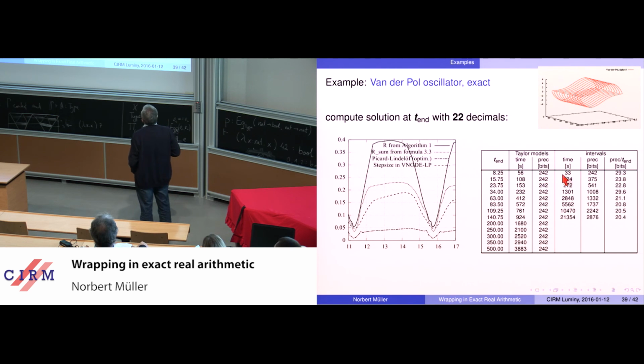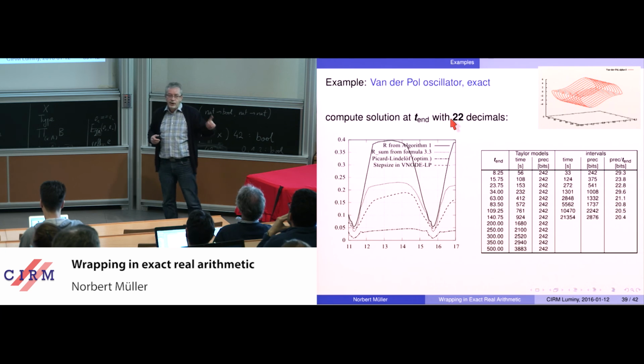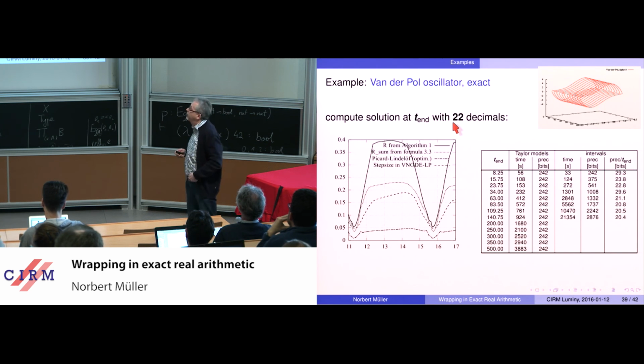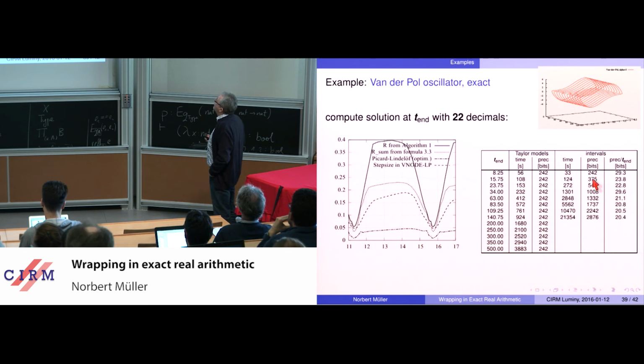And then we try to integrate a little bit longer, so to 15.75, so to somewhere up to here. And then our computation with the intervals at this point 8.25 came to an end. Precision was not enough to print 22 decimals, so we had to do an iteration. We had to start again. We started with 375 bits, and now it took a little bit more time, and so on.